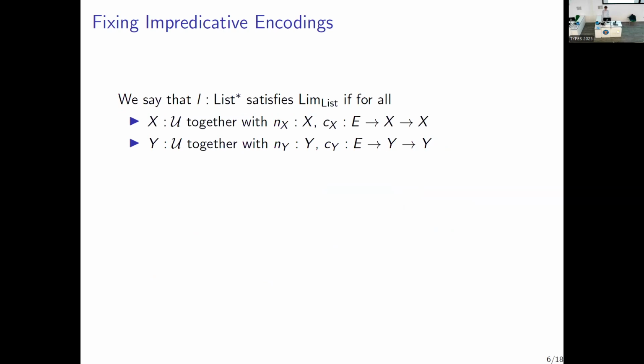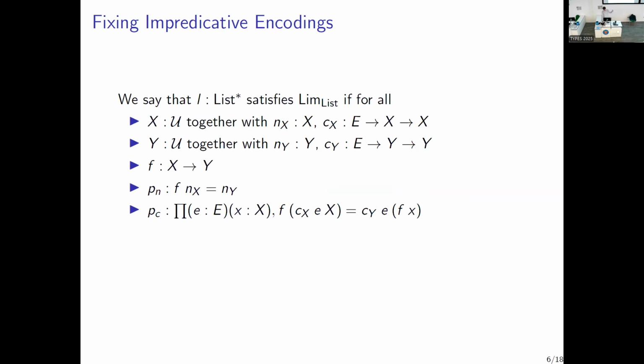We can turn this into many words because who doesn't like words? So suppose we have an X in U together with suitable operations, and the same for Y. We have a function making this whole diagram commute. Then this L satisfies this predicate if we have this equality, which was exactly what this lower triangle was saying. And now we have this amazing, beautiful slide, much better than the previous one.